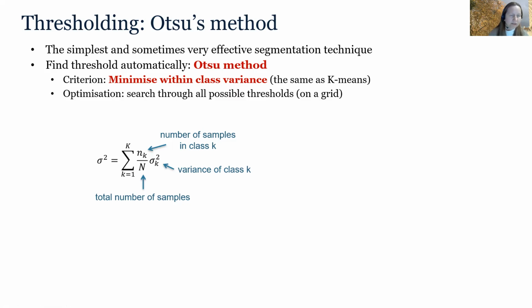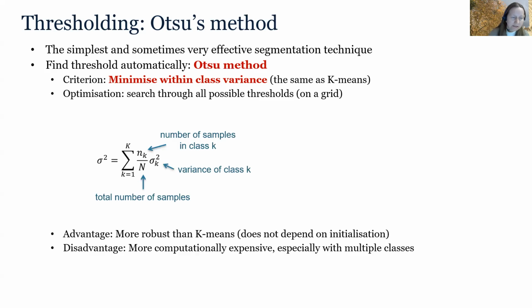But what is different about the Otsu method is the optimization. We use brute force search, and that means we search through all possible thresholds on a grid. This has the advantage that it's robust. We always find a global solution, so it doesn't depend on initialization like k-means does. But the disadvantage is that it's more computationally expensive, especially if we have higher dimensional problems or multiple classes.